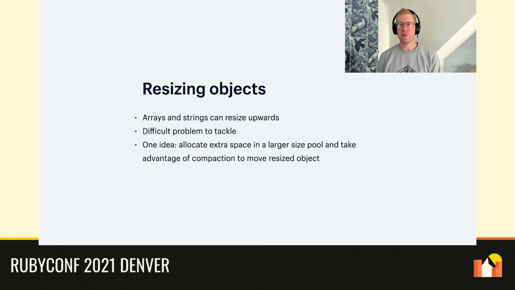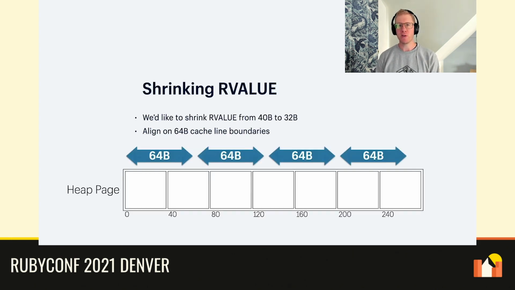One other thing that we'd like to do eventually is to shrink the size of the RVALUE struct from 40 bytes down to 32 bytes. We want to do this because it means that slots in the heap page will then be aligned on CPU cache lines. For example, in the diagram below, we can see that many of the 40-byte slots straddle two cache lines, and so reading a single slot requires two potentially expensive cache lookups.